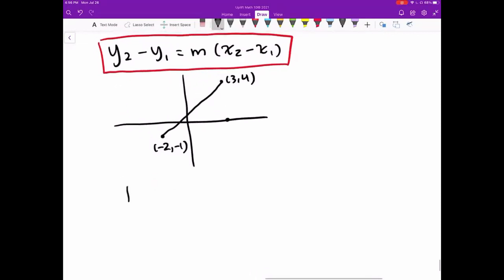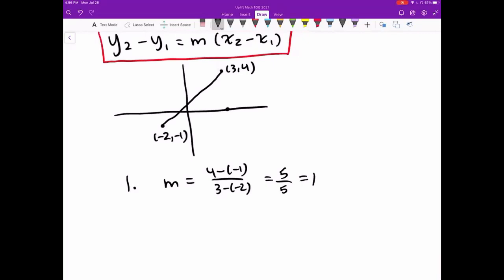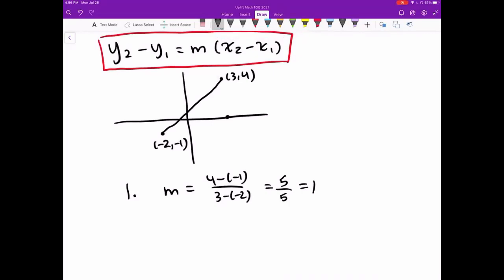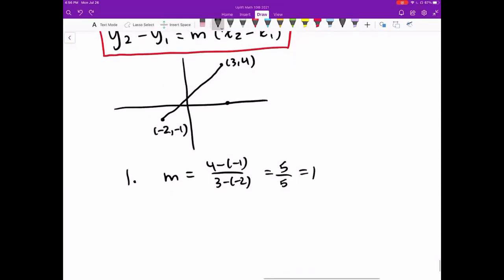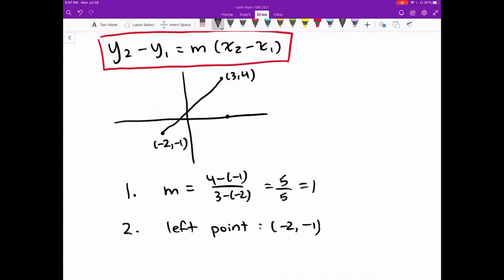So the first step is to figure out what m is. As we've talked about before, m is 4 minus -1 over 3 minus -2. So it's 5/5, which is just 1. And then what we do is pick out one random point. So either the left point or the right point. It doesn't matter which one you use. But we'll just say the left point. So we pick out the left point, which is -2 and -1. And then we use the top equation.